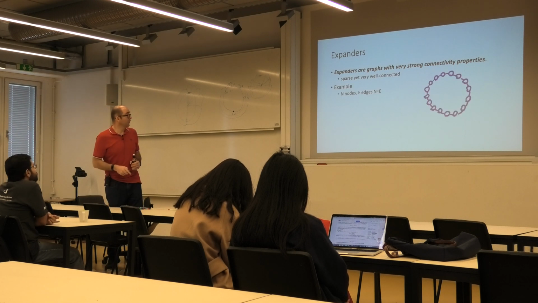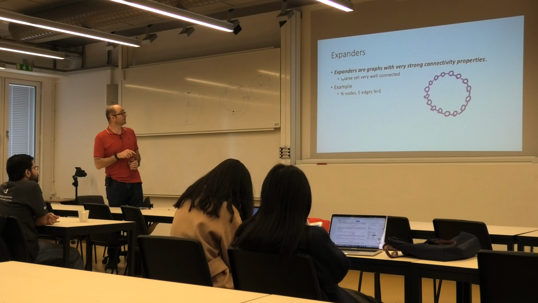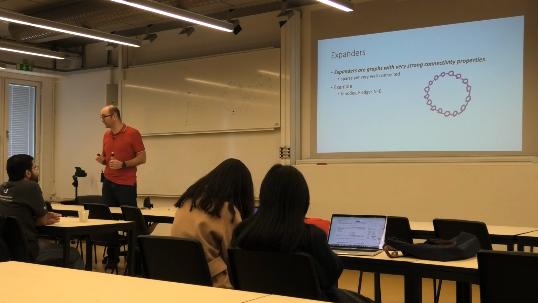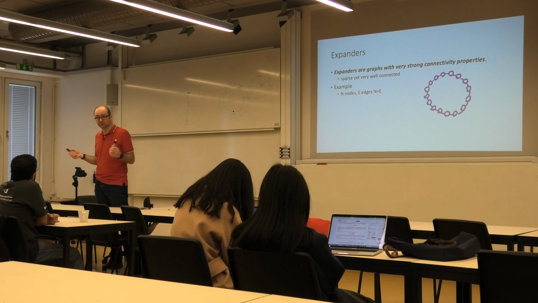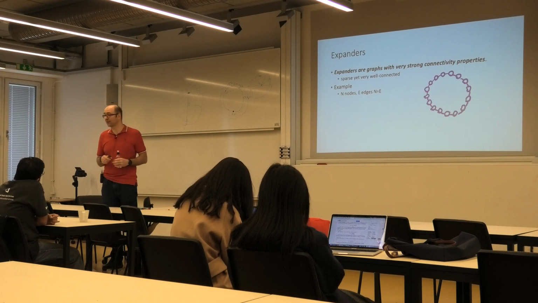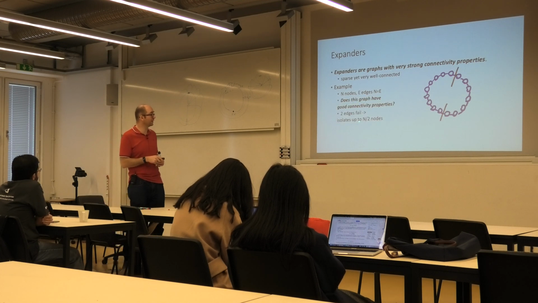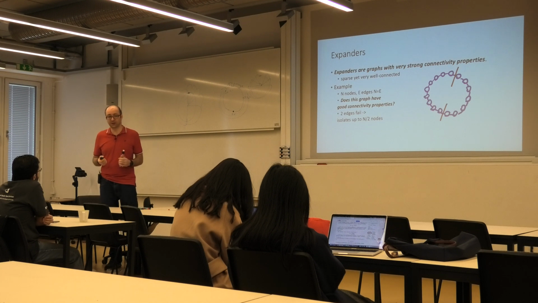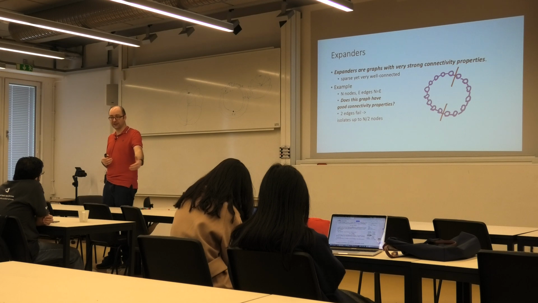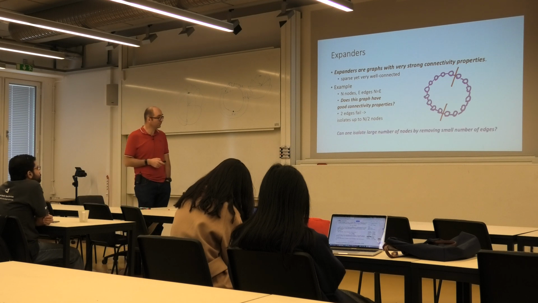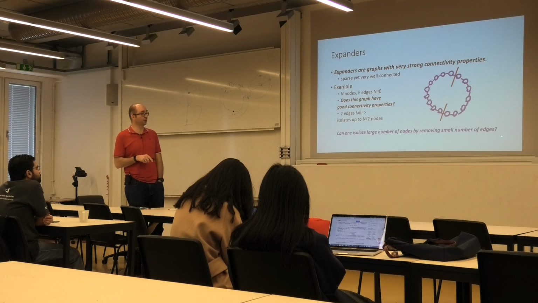So for example, tell me, do you think a ring would be a good expander? If you're an attacker and you want to isolate a large fraction of these nodes, how many cuts do you need to make? 2, yeah. So basically, with 2 cuts, you can isolate even half of the nodes. If your benefit is measured by the number of people you isolate and the cost by the number of cuts, this is a very good deal, right? That would be the intuition. Can one isolate a large number of nodes by removing a small number of edges?